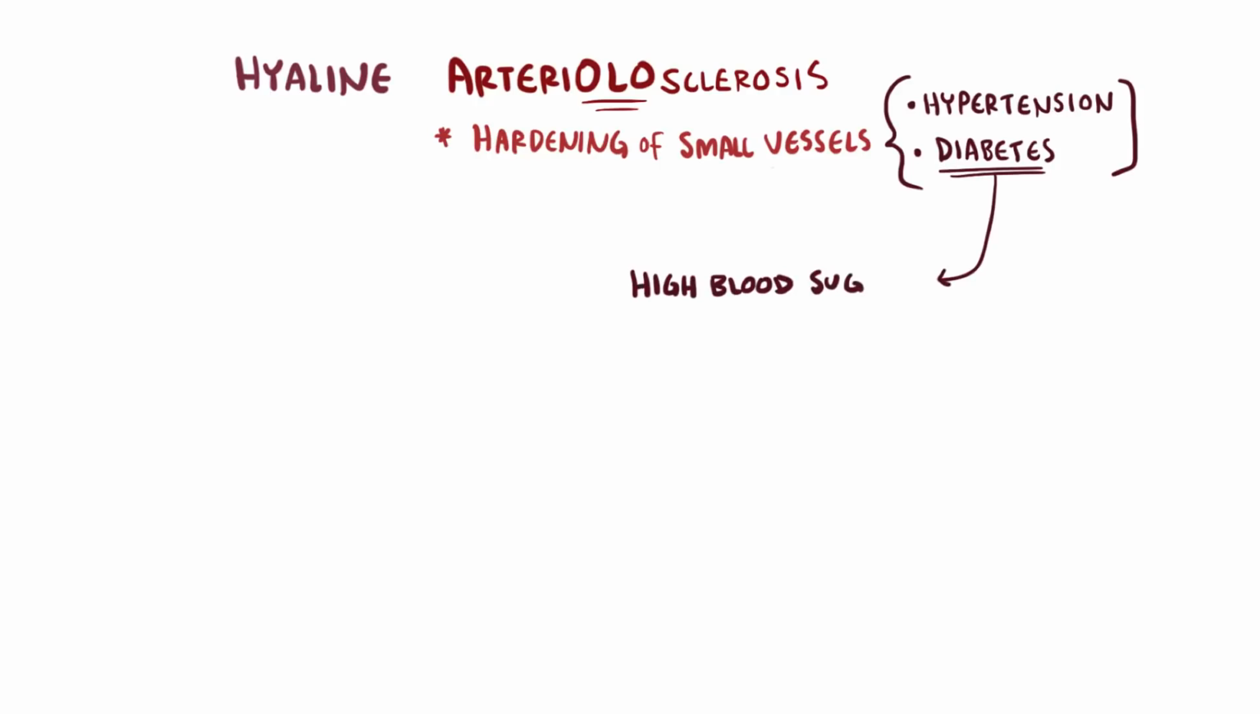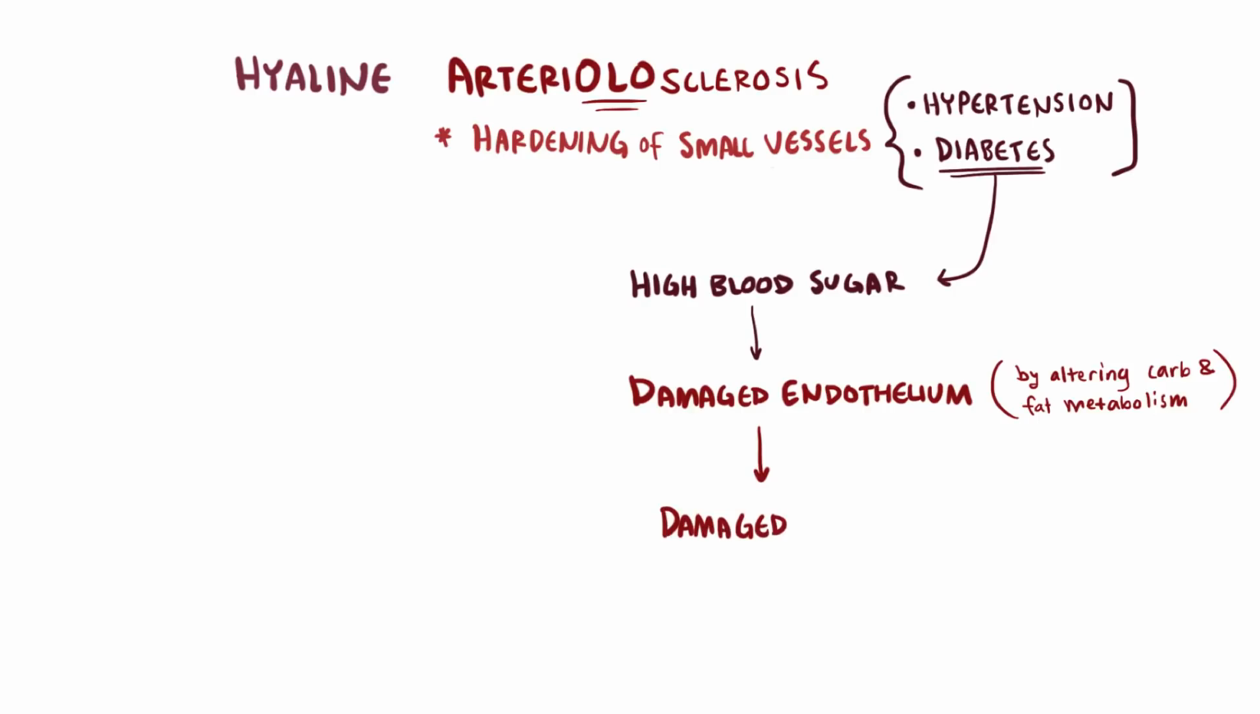People with diabetes can have hyaline arteriolosclerosis through a different mechanism. Chronic exposure to high blood sugar can directly damage the endothelium, likely by altering carbohydrate and fat metabolism, which in turn damages the basement membrane of the blood vessels.